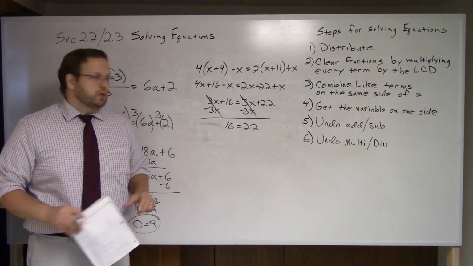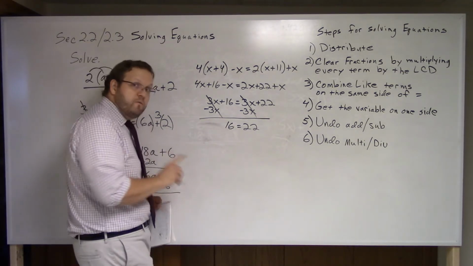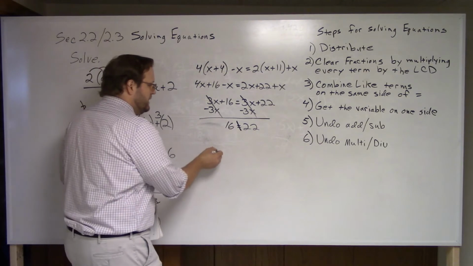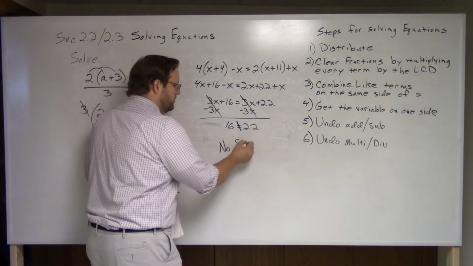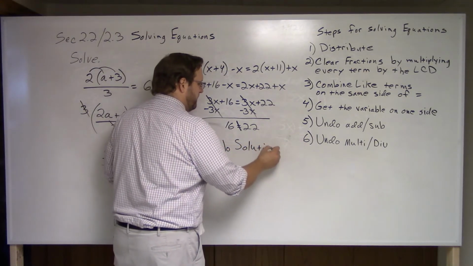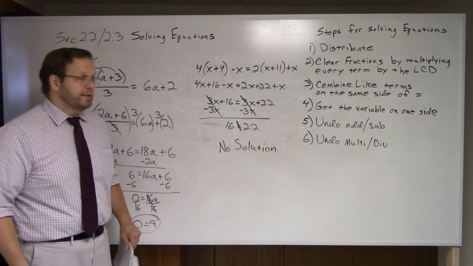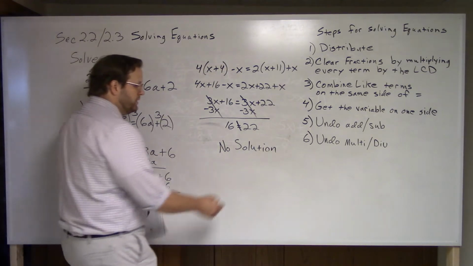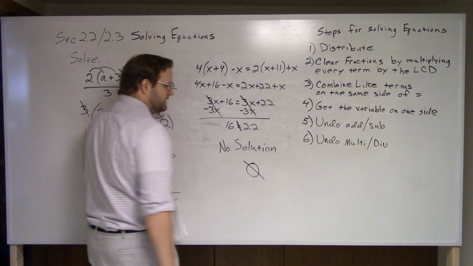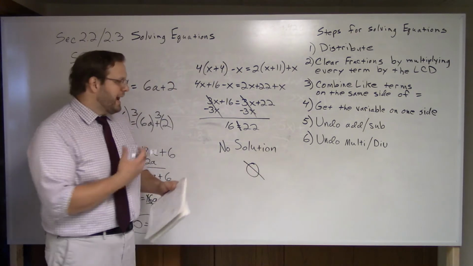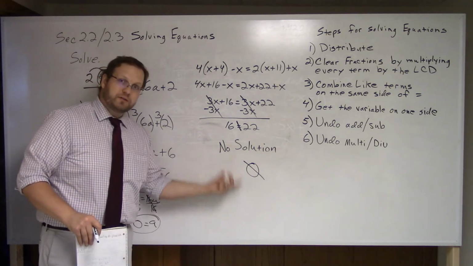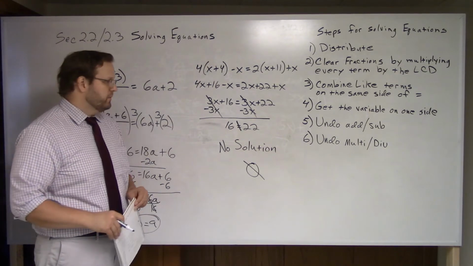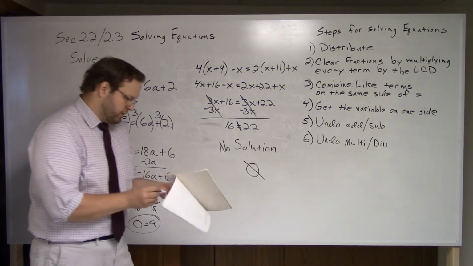So no matter what you plug in for x, it's going to come down to a 16 and a 22. That's not true. So when you have a statement with no variables left, and it's an untrue statement, you say no solution. No matter what you plug in, 16 will never be equal to 22. You're done. Sometimes what we do is that empty set symbol. For me, I don't care either one, but if you have someone else as a professor or instructor, please ask them which they prefer. Okay, let's do one more.